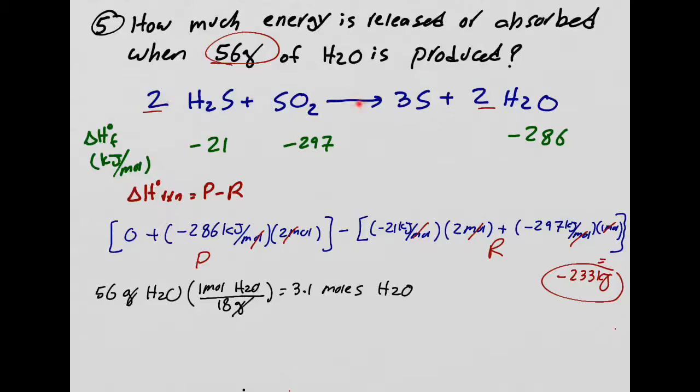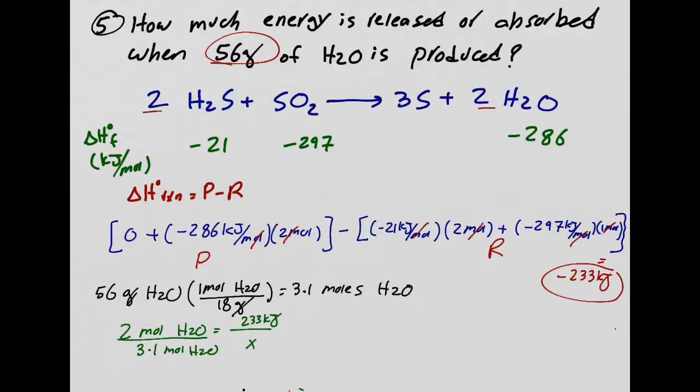So this reaction, the way it is, will produce 233 kilojoules of energy. When you produce 233 kilojoules of energy, how many moles of water do you need? 2. So if I have 2 moles of water, I am producing 233 kilojoules of energy. Now, how many moles of water do I have? I have 3.1 moles of water. How much energy am I producing?